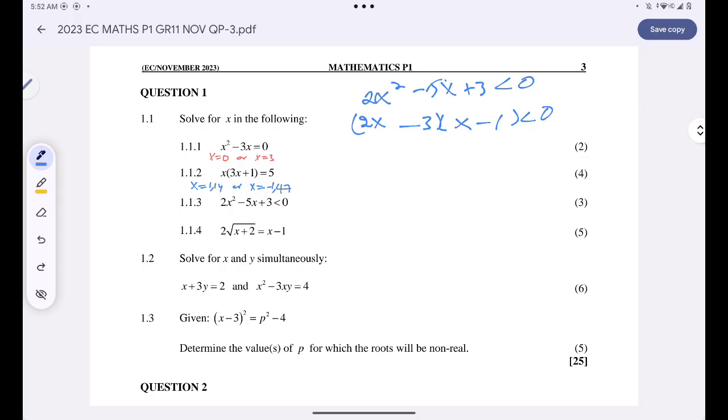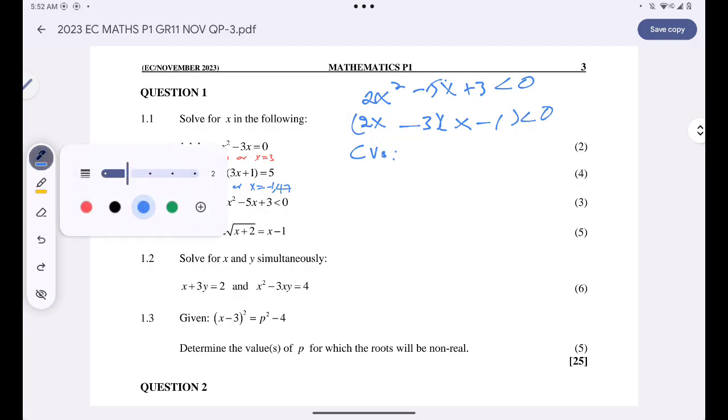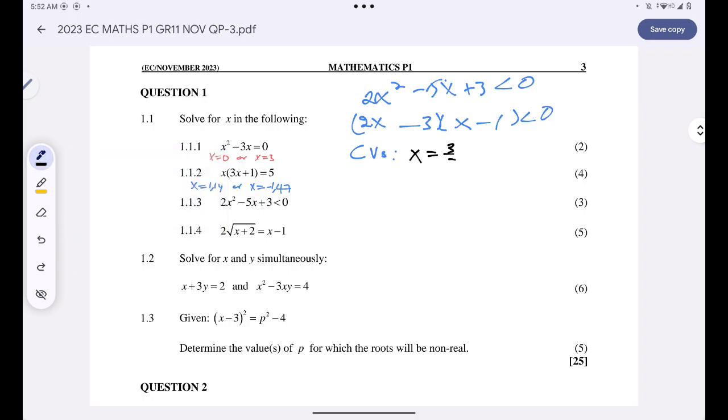And then the following step, I need to find the critical values. The critical values are the x values that when I substitute in this expression, will give me an answer which is equal to 0. Are we together? So therefore my critical values, I'll just write them. X is equal to 3 over 2. Another one, x is equal to 1.